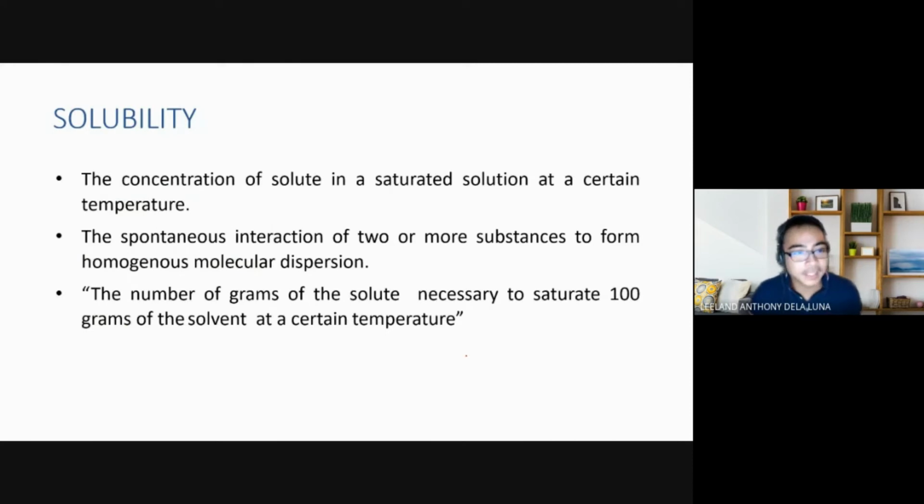Now, let's talk about solubility, class. By definition, it is simply the concentration of solute in a saturated solution at a certain temperature. It is the spontaneous interaction of two or more substances to form a homogeneous molecular dispersion. So, class, when we say that a solute is soluble in a solvent, the solute can interact with the solvent, meaning it can bind to the solvent. It has the capacity to create bonds with the solvent.